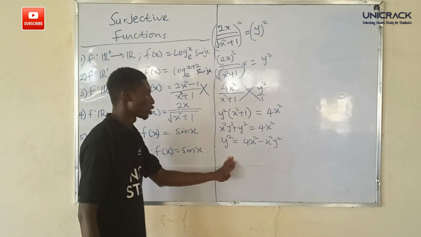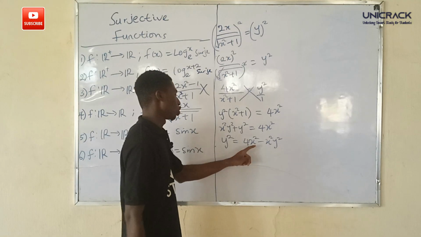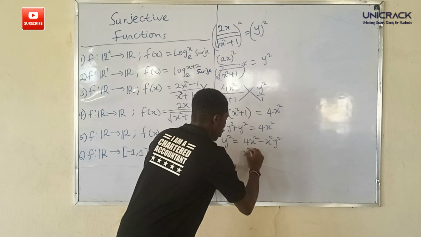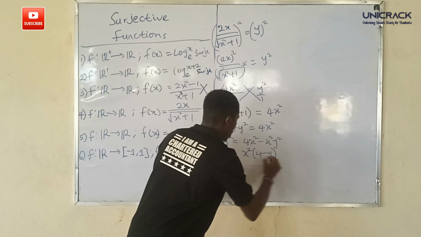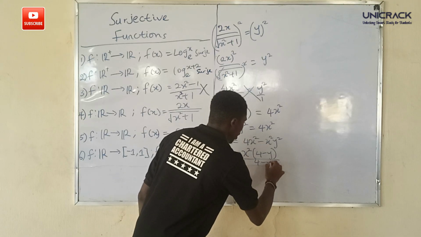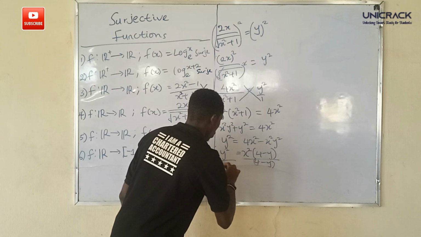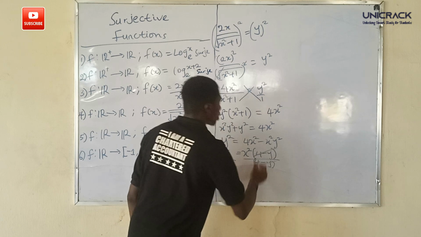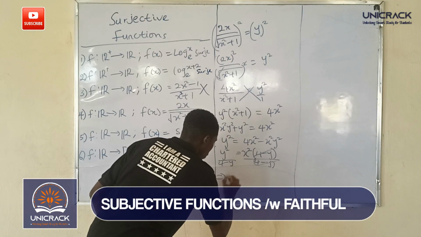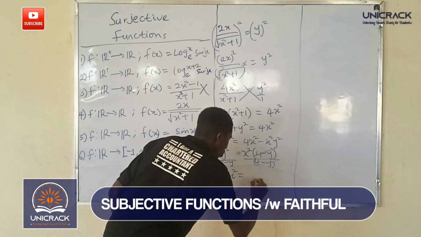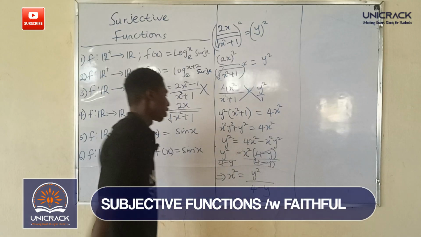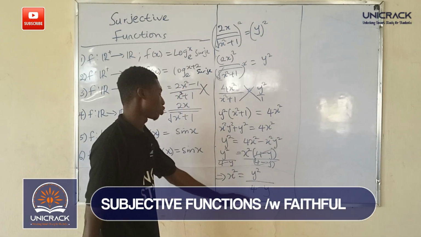Now, since we have this, what's common between here is your x squared and your x squared. So we have x squared bracket 4 minus y squared equal to y squared. And we can divide both sides by 4 minus y squared. So this will cancel out this, and we can now say that our x squared is equal to y squared divided by 4 minus y squared.